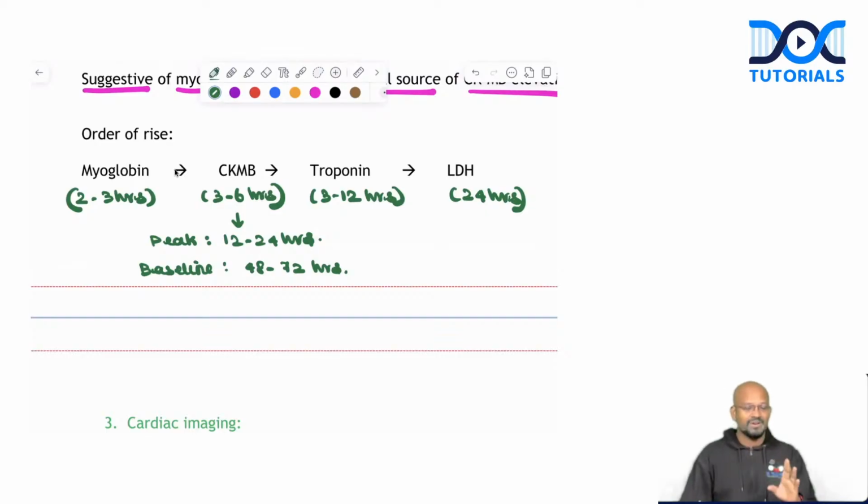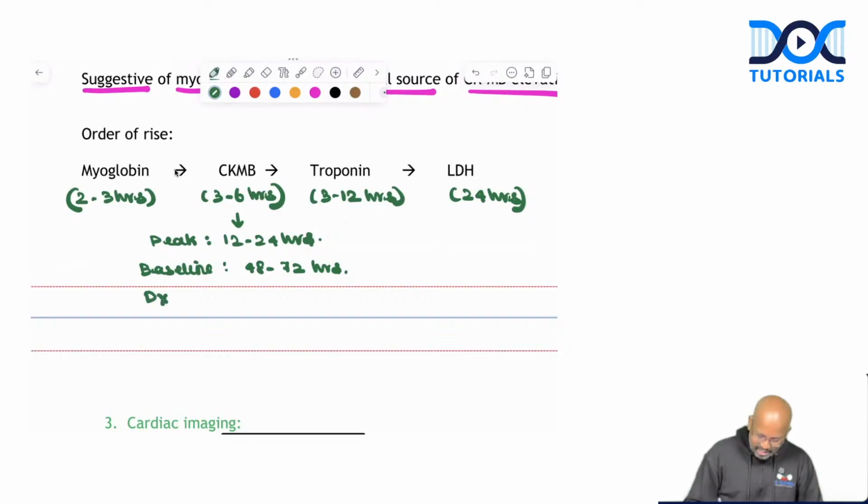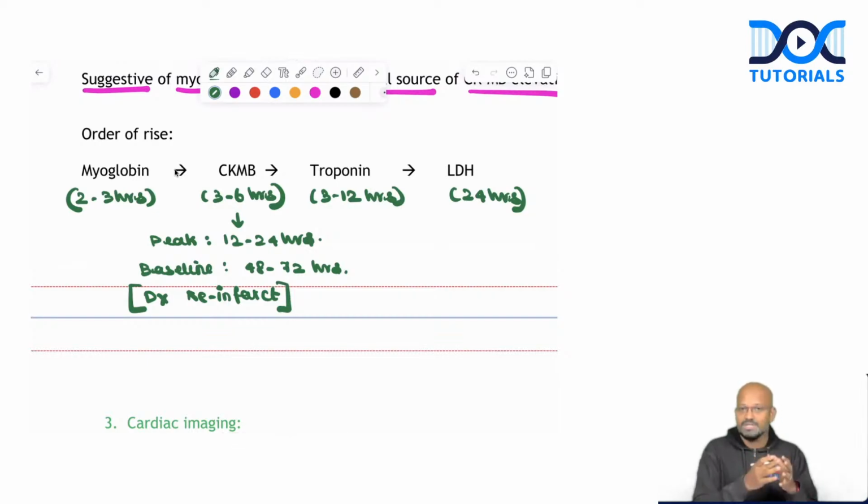Now comes the next important question. What if you repeat CK-MB on the 4th or 5th day after the patient is admitted and you see a rise in the CK-MB levels? Usually what should happen? It should decrease, guys. It should come back to the baseline. But what if there is a rise in the CK-MB levels and that ratio is more than or equal to 2.5? Then we can diagnose reinfarct in those cases. I hope you're with me. So this is primarily used for the diagnosis of reinfarct. CK-MB is a better marker for reinfarct.